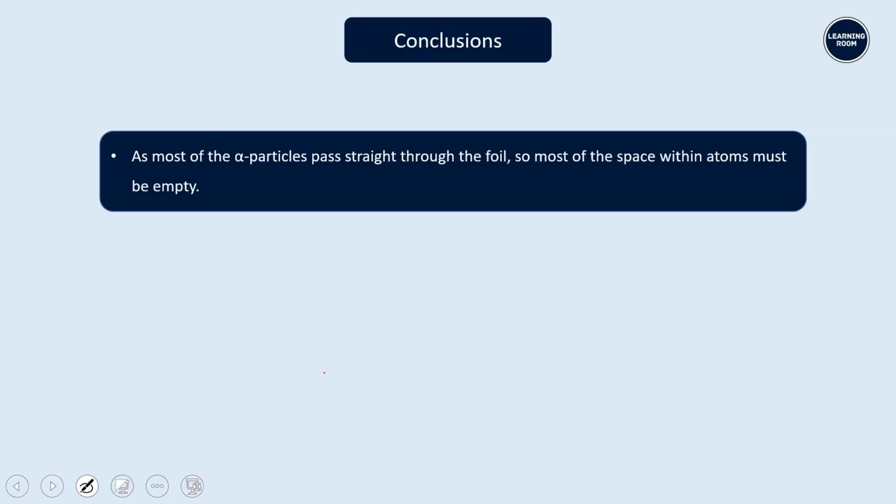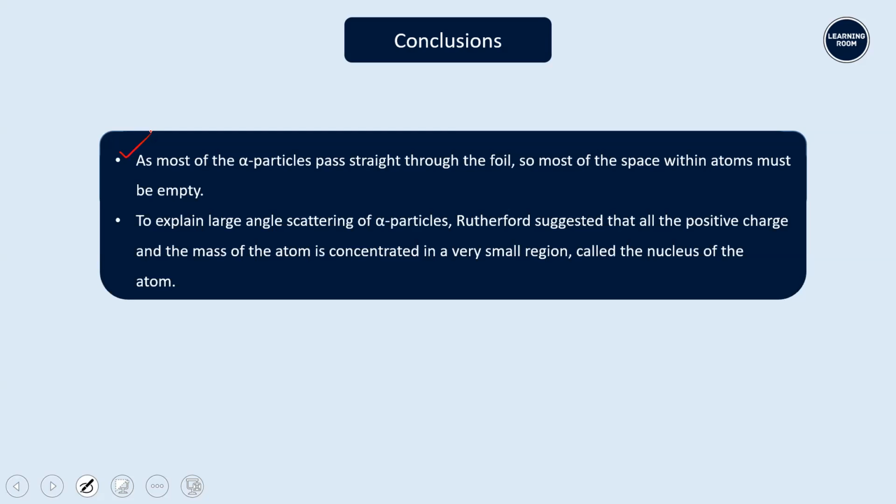Okay. So what are the conclusions? As most of the alpha particles pass straight through the foil, so most of the space within the atom must be empty. That is the first point that we can conclude. Second, explain large angle scattering of alpha particles.